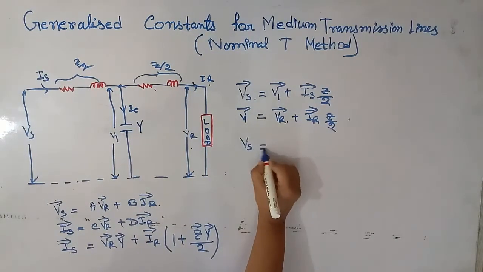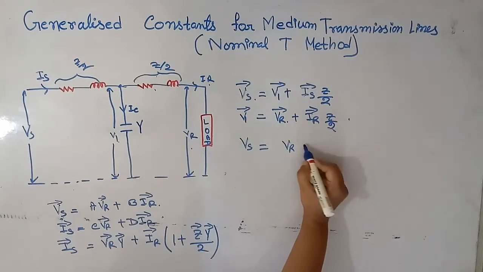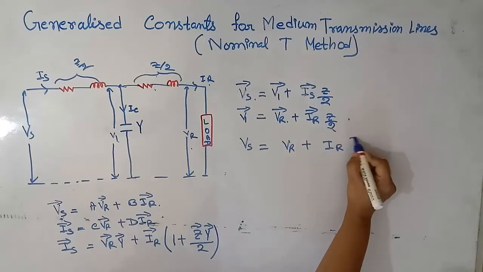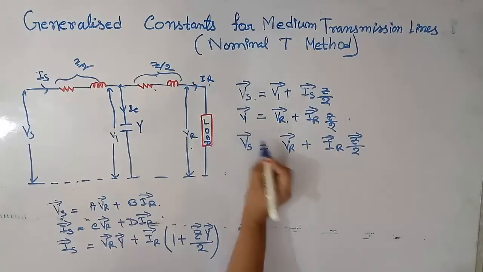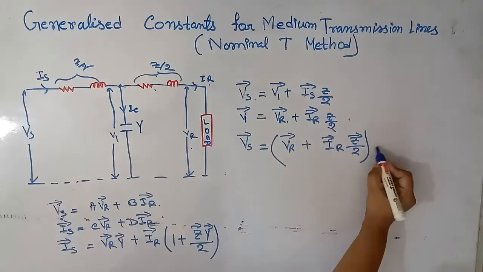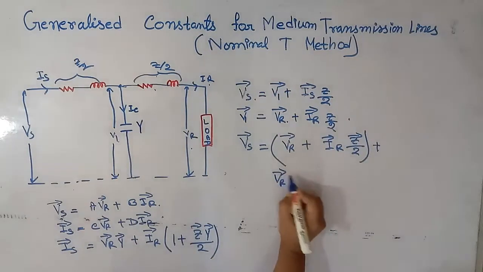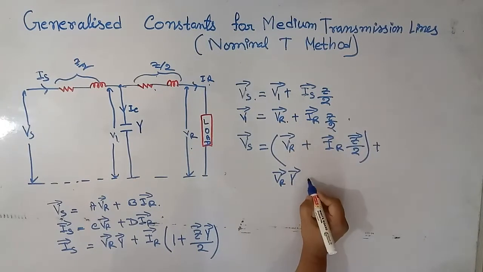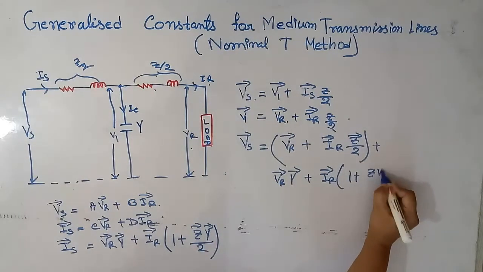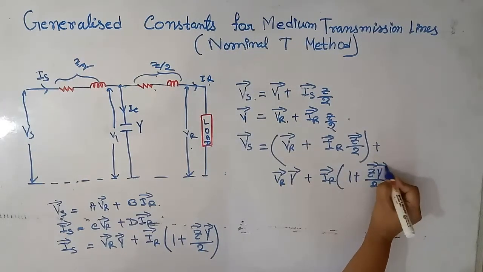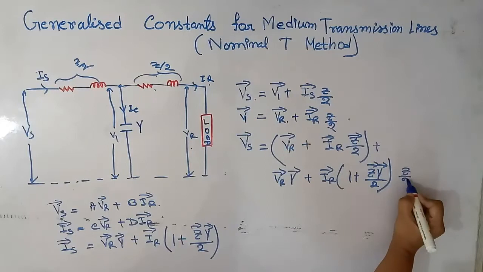Now Vs equals, put the value of V1, VR plus IR Z by 2. This is V1, and what is IS? This value VR Y plus IR (1 plus ZY by 2). This is the value of IS into Z by 2.